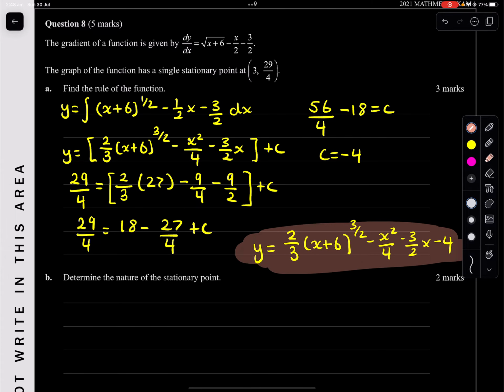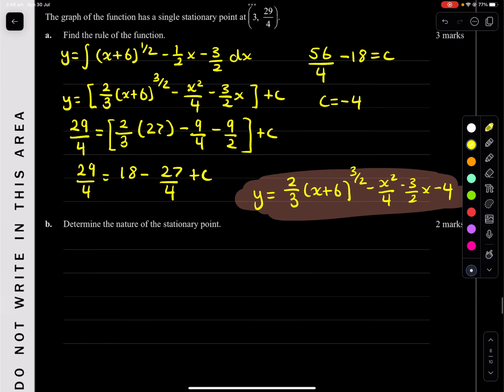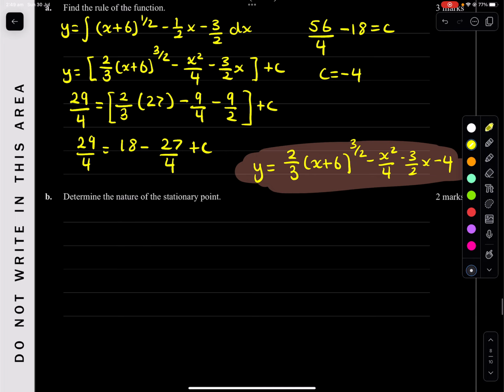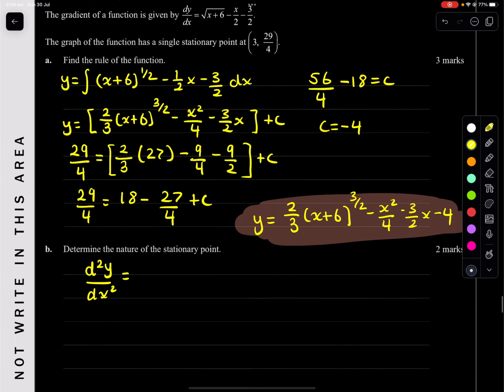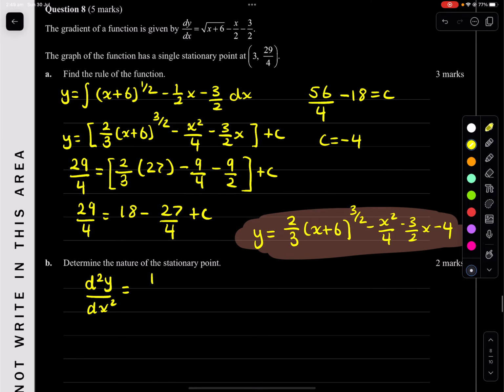Okay. So the questions have been basic. So from the questions, all these questions have been just basic textbook questions. Determine the nature. Well, I can do this quicker by just finding the double derivative. So, okay, we have to write d squared y over dx squared is equal to, so what's the integral, so it's 1 over 2 x plus 6 to the minus half.